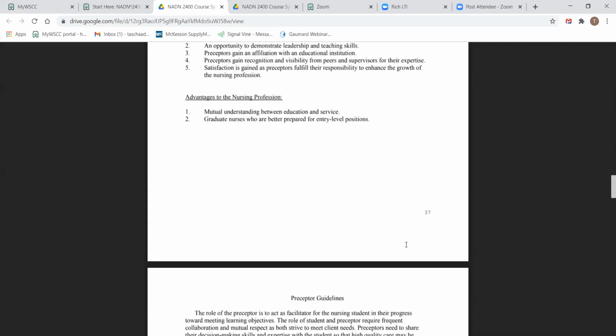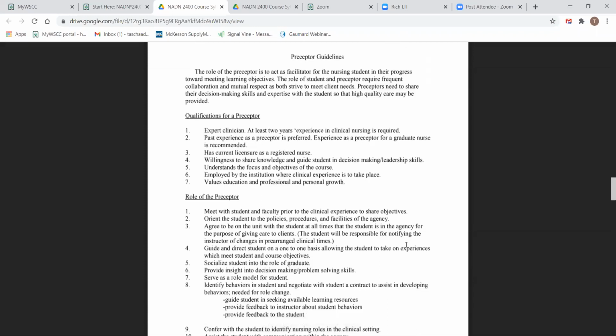Preceptor guidelines. The goal of the preceptor is to act as a facilitator for the nursing student in their progress toward meeting their learning goals. The role of the student and the preceptor require frequent collaboration and mutual respect as they strive for the client's needs. So we have goals to meet our client's needs, and you work cohesively with your preceptor to attain those goals.